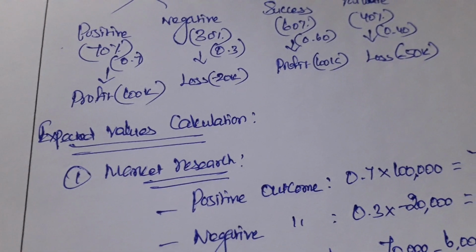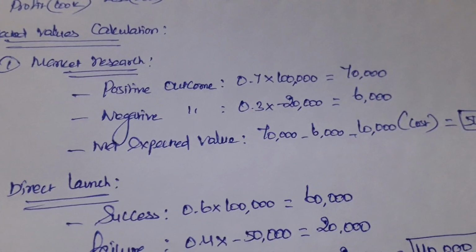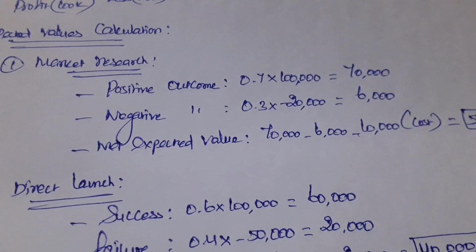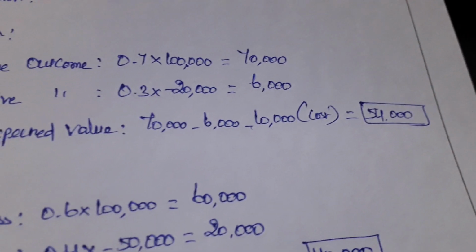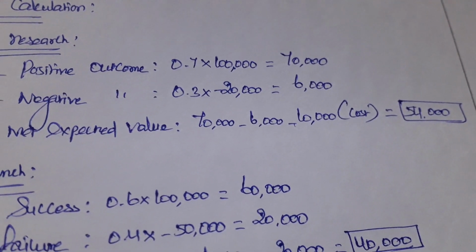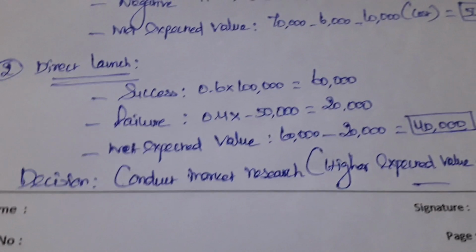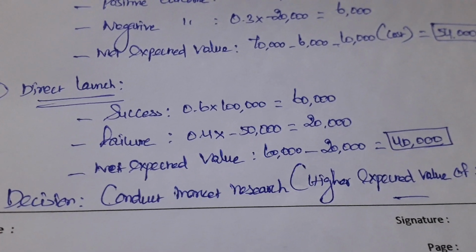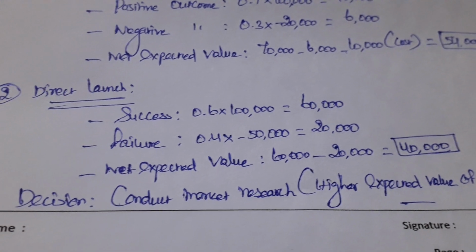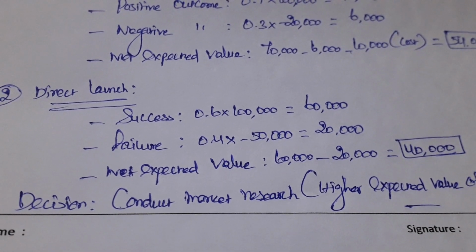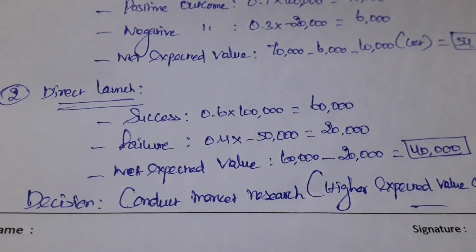Expected values calculation. Market research expected values: positive outcome 70,000, negative outcome 6,000. So the net expected value, if you subtract both, we get 54,000. We have to include the marketing and research cost as well. In the case of a direct launch, the success is 60,000, failure is 20,000, and the net expected value is 40,000. So we have to make our decision as per the data.